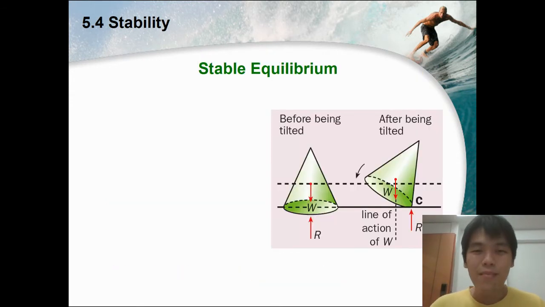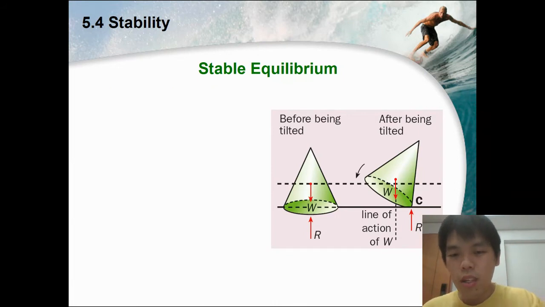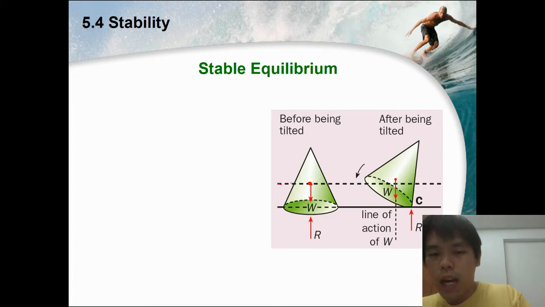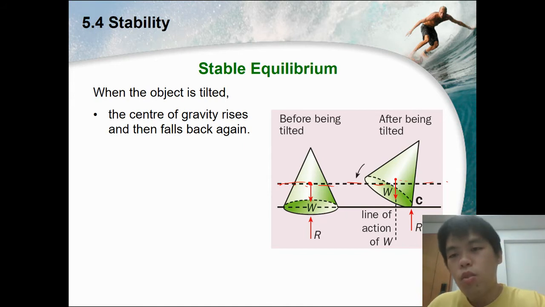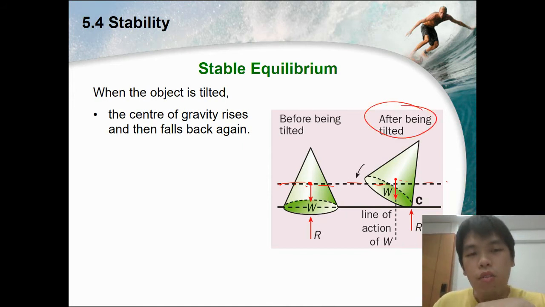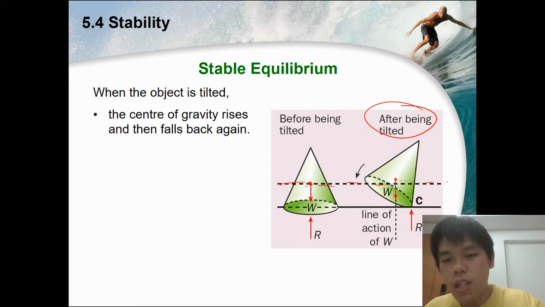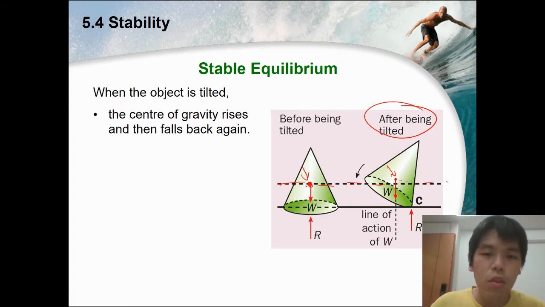So what do they mean? Stable. What we want to take a look at is first the center of gravity, the height of the center of gravity. In this case, the height at the start is based on this line, and thereafter we want to monitor how it goes. When it's stable and the object is tilted, the center of gravity rises and then falls back down. Originally the center of gravity is here. Now it is slightly higher. Then after that, it falls back down again.